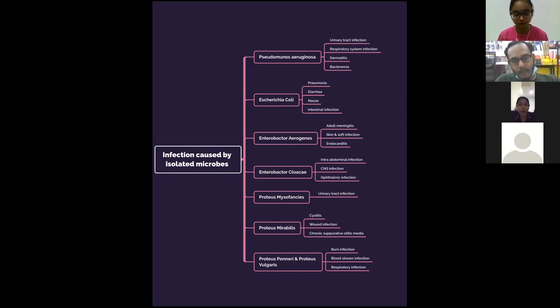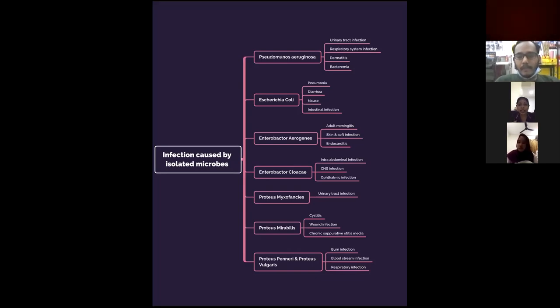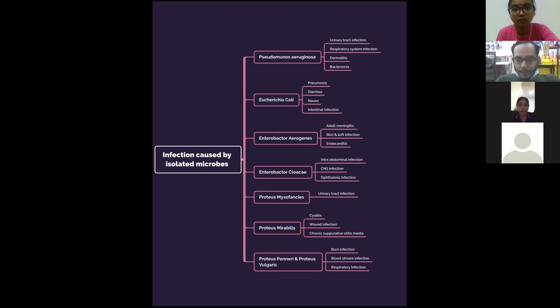Firstly, let us see what Pseudomonas aeruginosa can cause. It can cause urinary tract infection, respiratory tract infection, dermatitis, and also bacteremia. Following that, E. coli can cause pneumonia, diarrhea, nausea, and also intestinal infection. The third one, Enterobacter aerogenes, can cause adult meningitis, skin and soft tissue infection, and also endocarditis. The fourth one, Enterobacter cloacae, can cause intra-abdominal infection, CNS infection, and also ophthalmic infection.